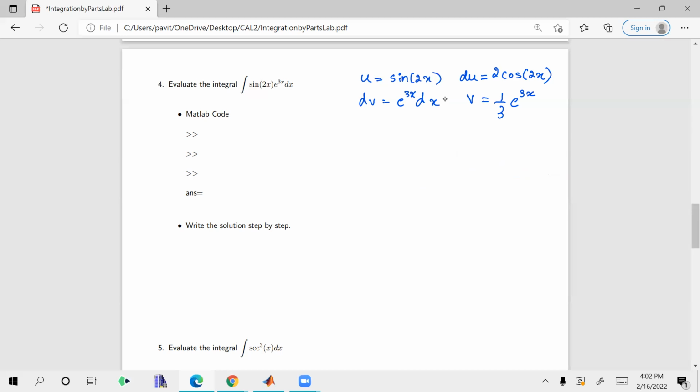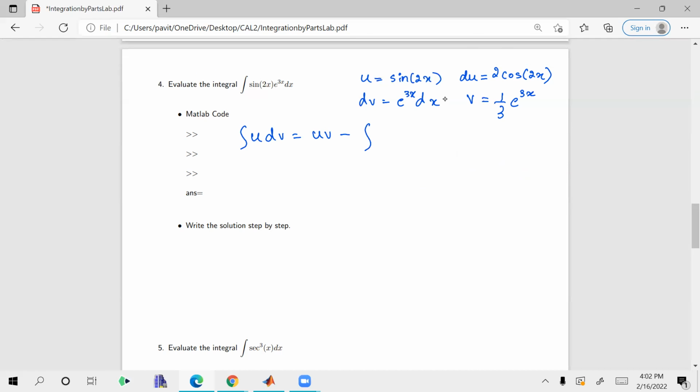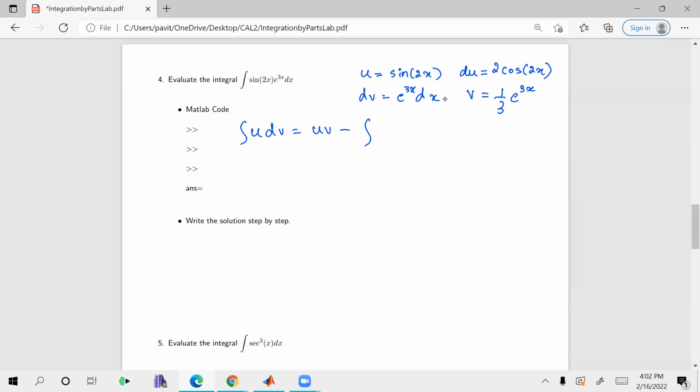Okay, now let's apply the formula here. Integration of u dv equals uv minus integration of v du. So in the integral, what is u? Sine of 2x, right? And what is dv? dv is e to the power of 3x dx. What is u again? Just plug in whatever you have on the top.